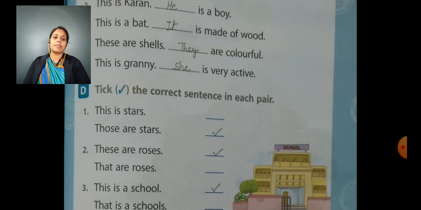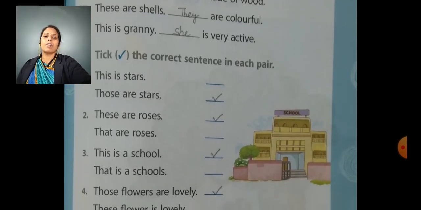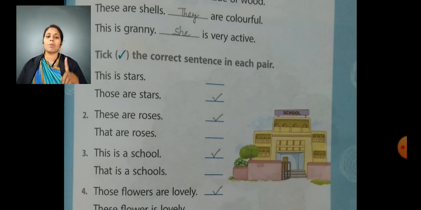Now you see the next exercise. Tick the correct sentence in each pair. Okay, in each pair you have to tick the correct sentence, which is the correct one. So the first pair: this is stars, those are stars. Dear children, I have told you that this means yah, that means vah. Okay, and this and that you can use when only one noun is there. So if you see in your sentence only one noun, we are talking about only one noun, there you can use this or that.